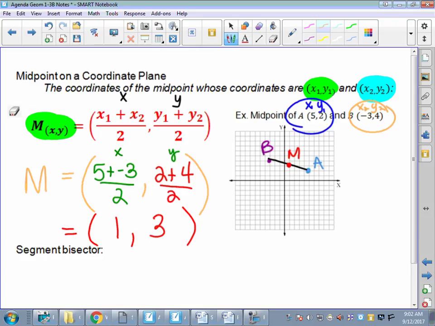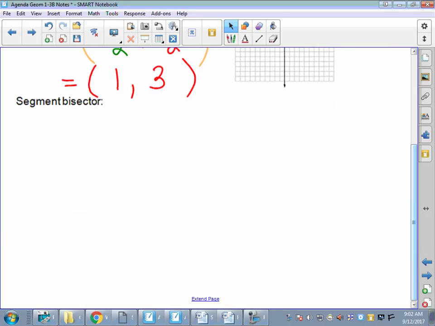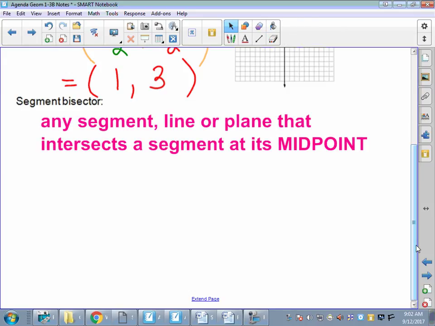So going along with that is a segment bisector. Bisector means that it cuts it in half. So really midpoint and bisectors go together. They lend to each other. A bisector itself is any segment, line, or plane that intersects a segment at its midpoint. Therefore, we're talking about segment bisectors. So a segment gets bisected. It gets cut in half. That halfway point is its midpoint.